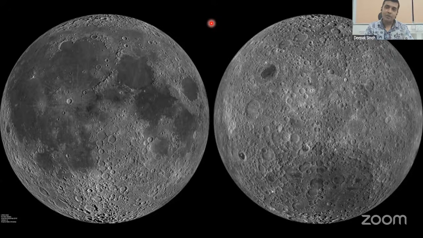Sometimes the far side is also called the dark side of the moon, but it's a wrong name. A lot of movies and places use this name, but it is incorrect. Why is it incorrect? Because it gives an impression that if it is the dark side, the other side never receives sunlight, right? And it's always dark. But it's not true.